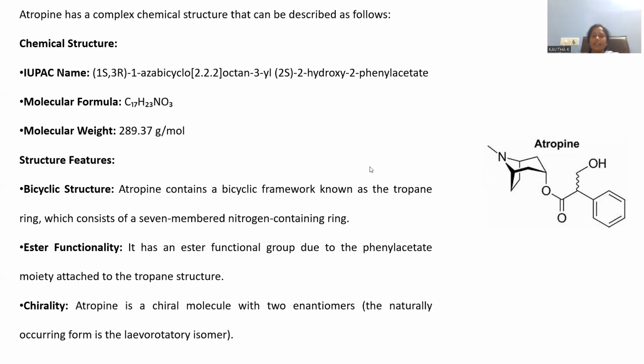According to IUPAC, its name is provided as (1S,3R)-1-azabicyclo[2.2.2]octan-3-yl (2S)-2-hydroxy-2-phenylacetate, right? Why are we saying this much lengthy name? Because this is called absolute configuration. Absolute denotes what? If you are mentioning the exact R/S notations in the IUPAC nomenclature, that is called absolute configuration, absolute naming system, right?